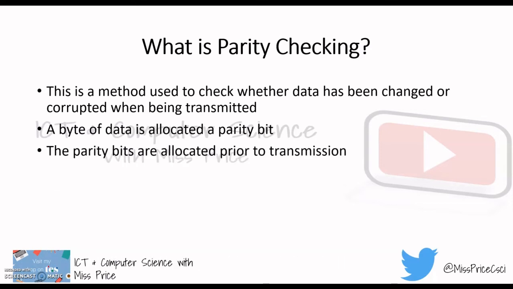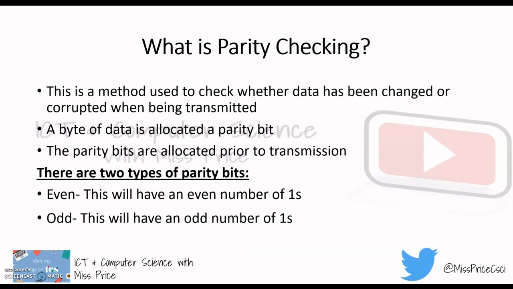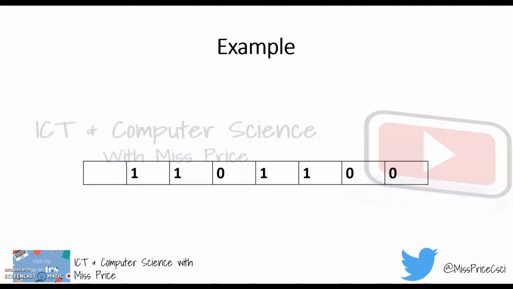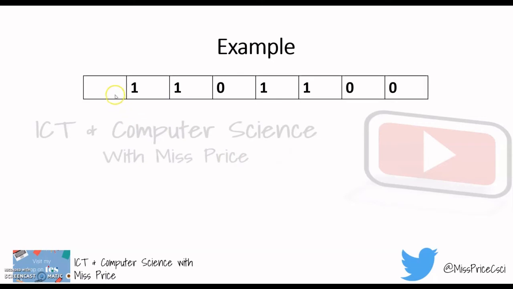The parity bits will be allocated prior to the transmission. And as I said, they will be even or they will be odd. So does the data have, for example, an odd amount of number ones or an even amount of number ones? It's all decided by the parity bit, which is at the beginning right here.